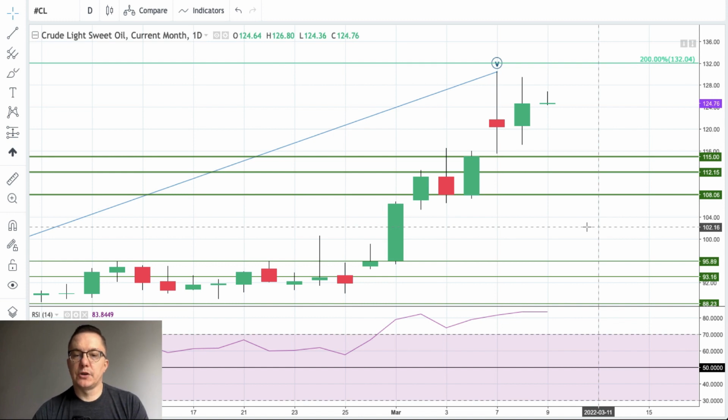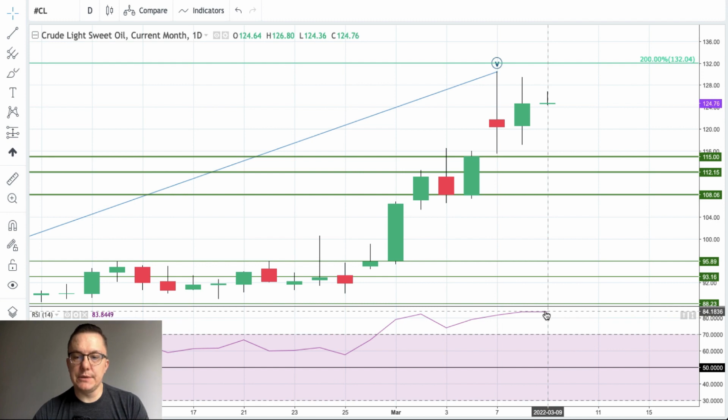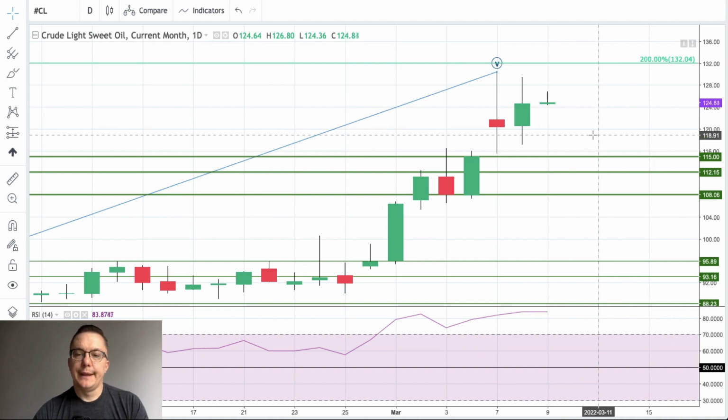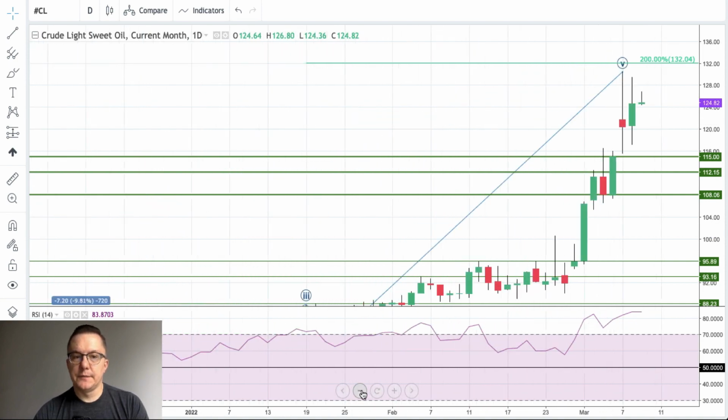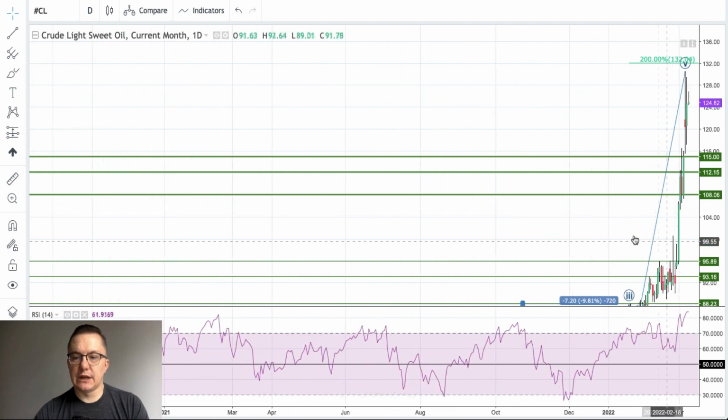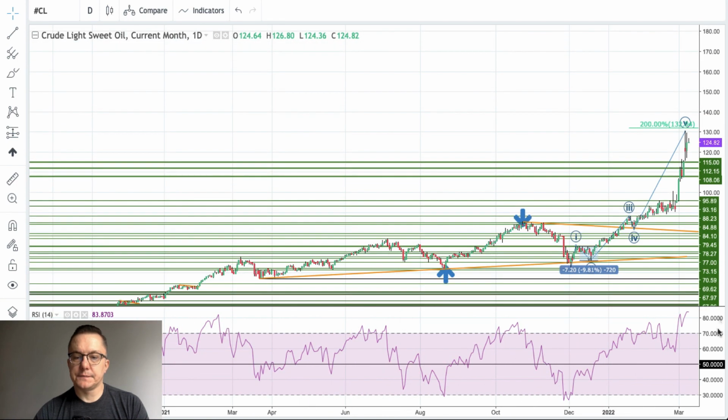It doesn't actually look like the crude oil wants to stop going up, despite the fact that RSI is extremely overbought. We don't see any sort of momentum slowing down. So sooner or later we might hit 200%, 152.04, and even extend this move higher, because already this on a daily time frame chart looks like that.